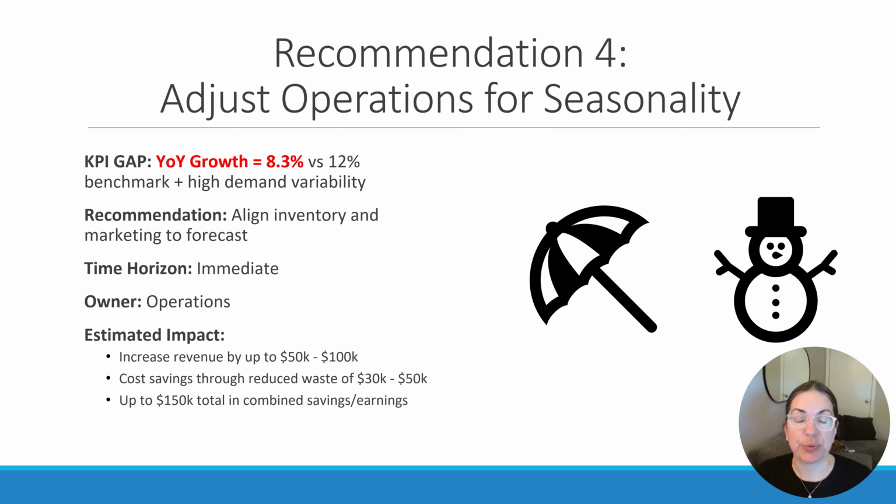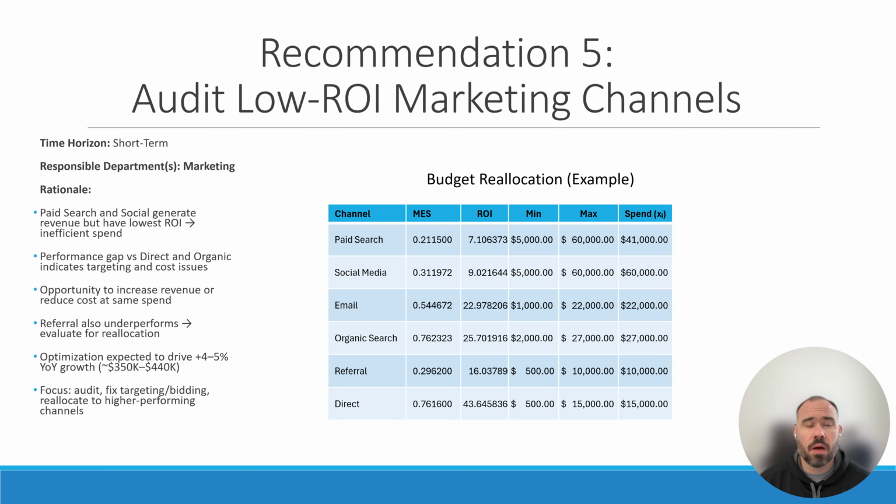Recommendation 4 is to adjust operations for seasonality. RetailCo experiences significant seasonal demand swings with peaks in December and troughs in February. By aligning inventory and marketing spend to forecasted demand using the OLS model, the business can better capture peak revenue while reducing inefficiencies during low demand periods. This is expected to drive up to 150K in total annual impact through a combination of revenue gains and cost savings.